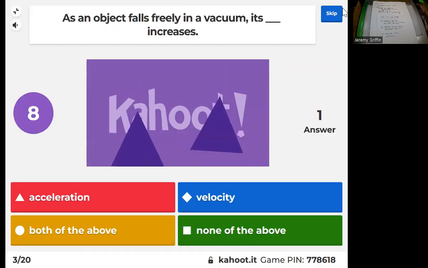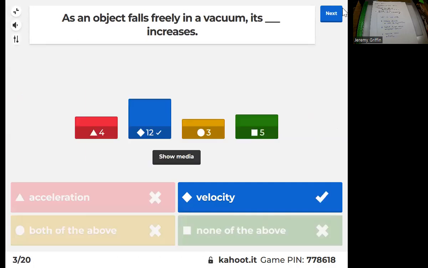As an object falls freely in a vacuum, what is increasing? It is velocity. Isn't it picking up speed? You guys remember we did a few examples of dropping a ball off a cliff, right? Then you were throwing it one way or another, but drop a ball off a cliff, or even your Hot Wheels lab, where you're rolling those cars down. That was a slowed down version of dropping a ball off a cliff. So anything you drop is going to fall faster, faster, faster.